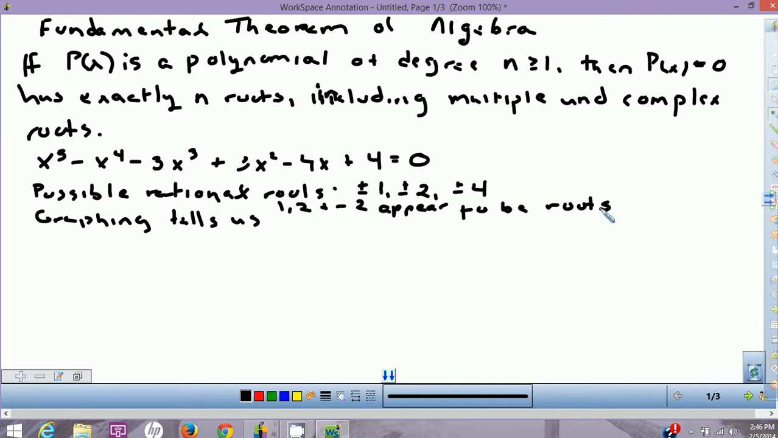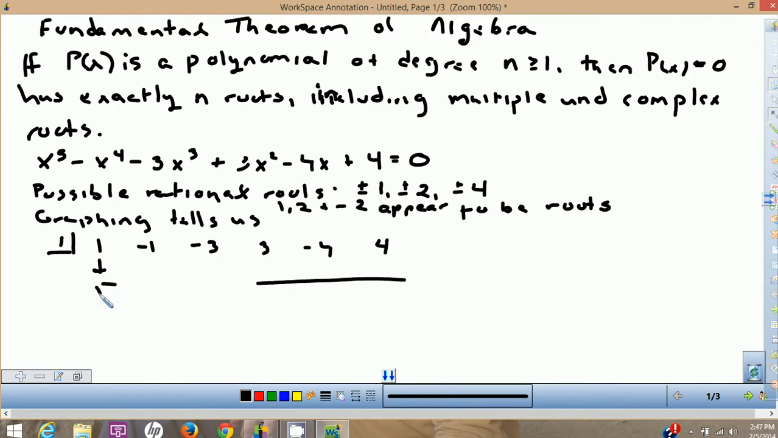And you'll discover that you can do synthetic division one factor after another instead of starting over, and it makes it a little easier. So I'm going to start with 1. That's the first 0 I'm going to check. So 1 goes in the box, and then I take all of my coefficients: 1, negative 1, negative 3, 3, negative 4, and 4. Long list to start with. First number comes down.